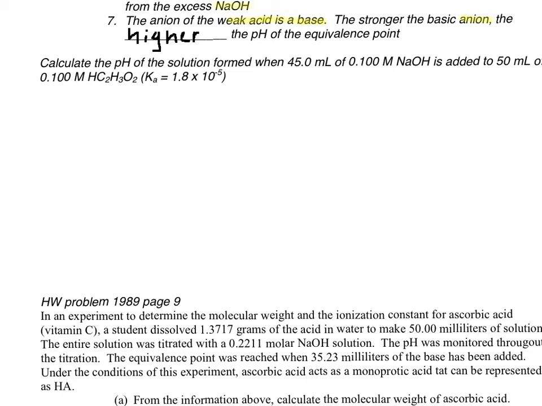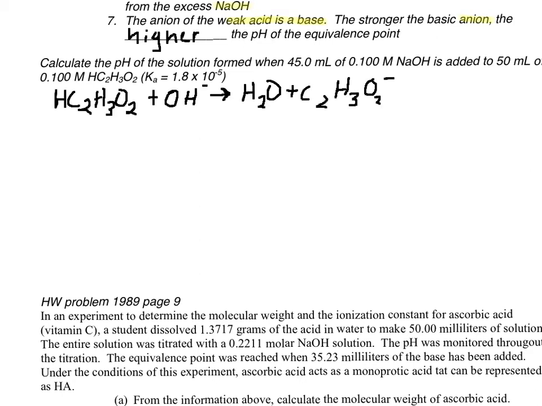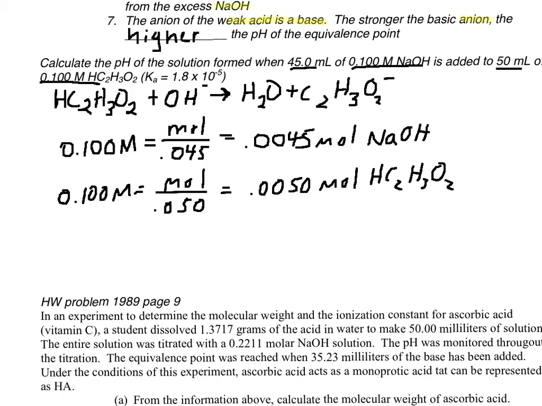And we start out by treating this as a stoichiometry problem. We have 45 milliliters of 0.1 molar NaOH. We have 50 milliliters of 0.1 molar acetic acid. So first we have to figure out the moles of both of these that we're dealing with. Molarity equals moles over volume. Looking at this, we see that we have less NaOH than we have acetic acid. So NaOH is going to be our limiting reagent.